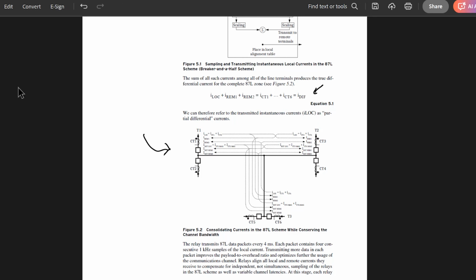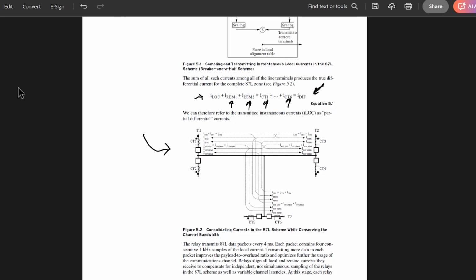All the currents are summed up, and that is what is defined as the differential current. And again, you can see that on this equation, where the differential current is the summation of the local current and the remote current number 1, remote number 2, and that of course is equal to all the CT currents added together.